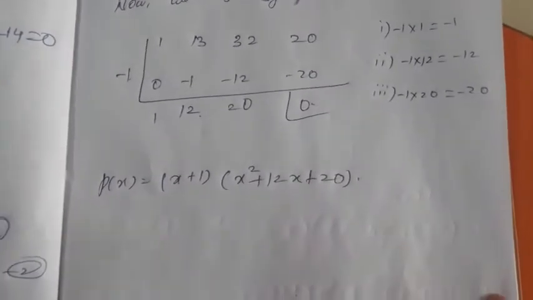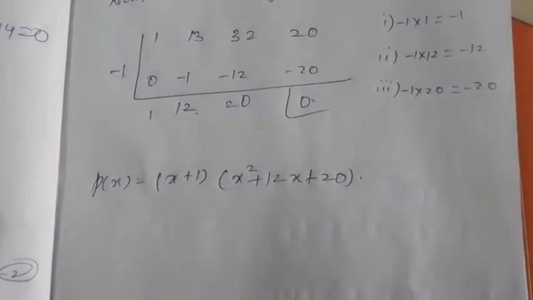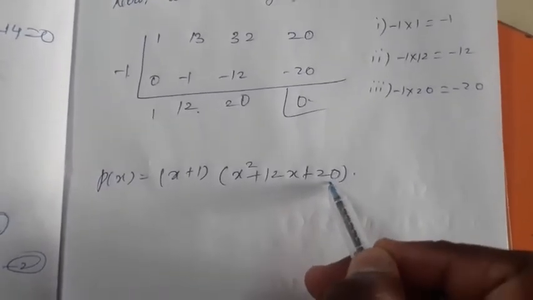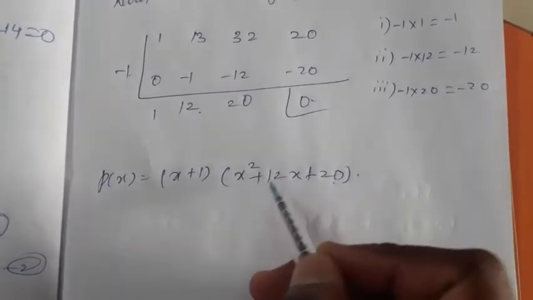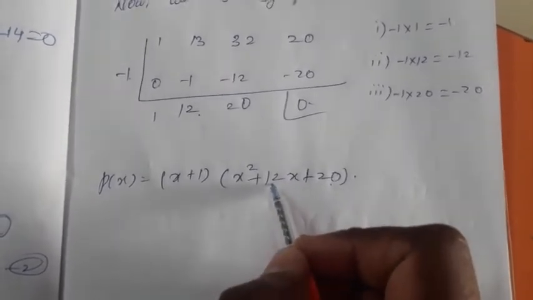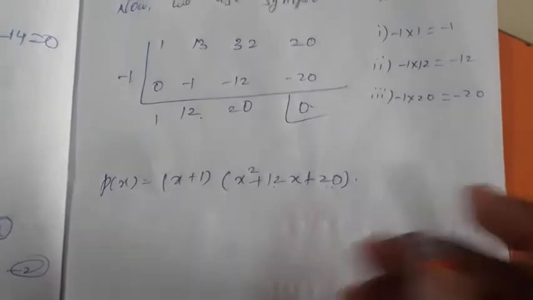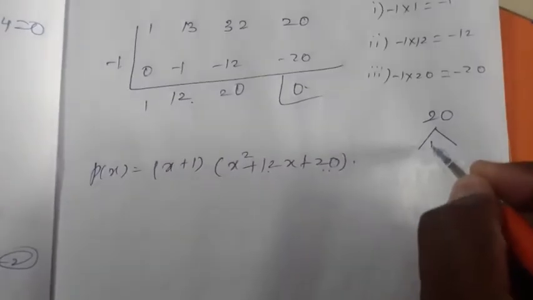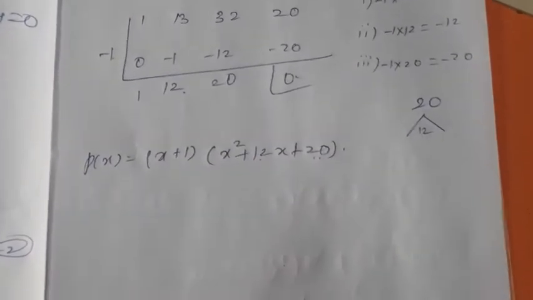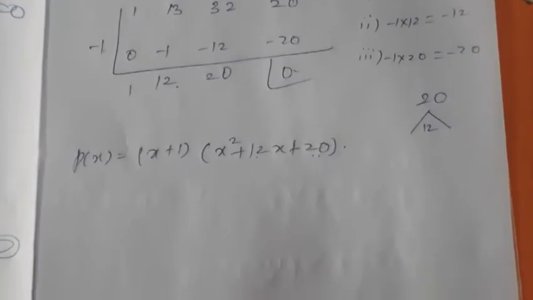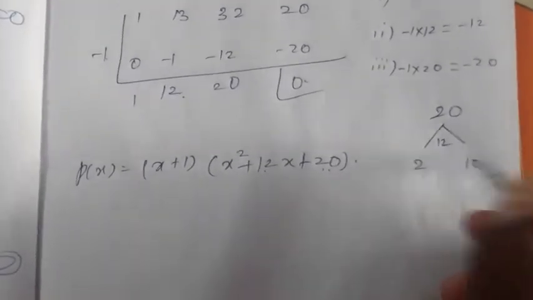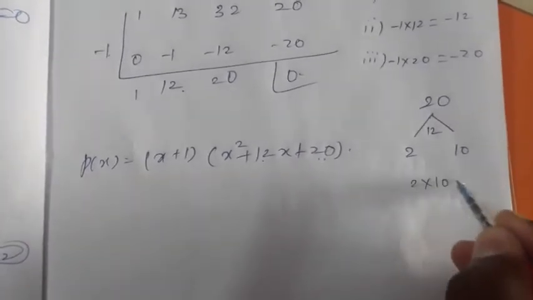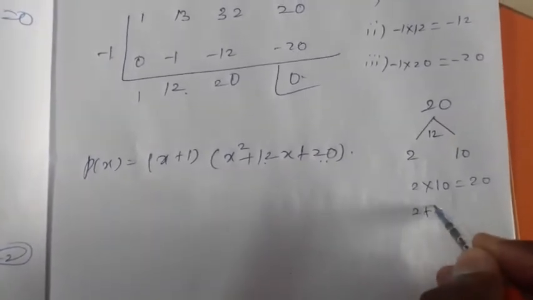This is a quadratic polynomial, so we use ordinary factorization. The coefficient of x is 12, so the sum of the factors must be 12. The constant term is 20, so the product of the factors must be 20. What factors are possible? 2 into 10 is 20, the product condition is satisfied, and 2 plus 10 is 12, also satisfied.